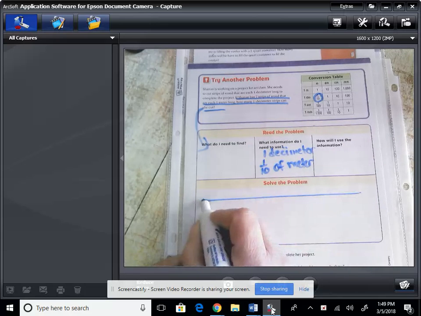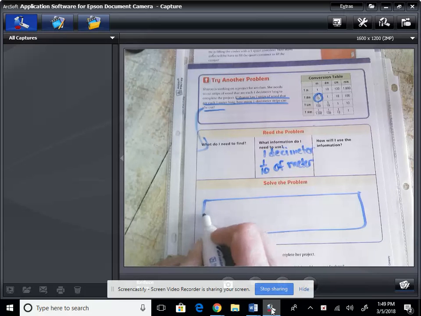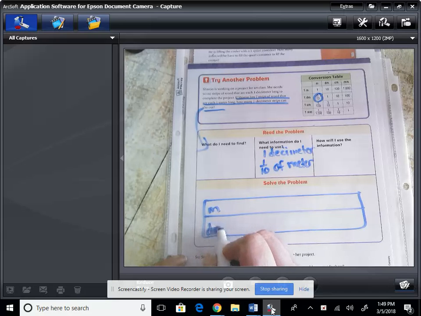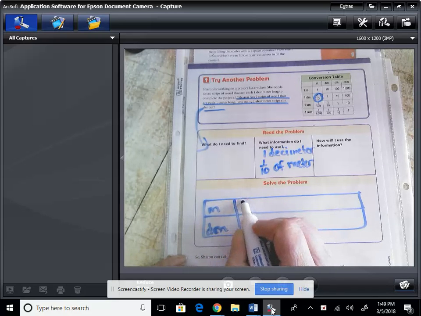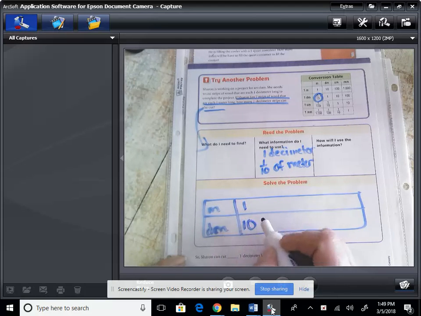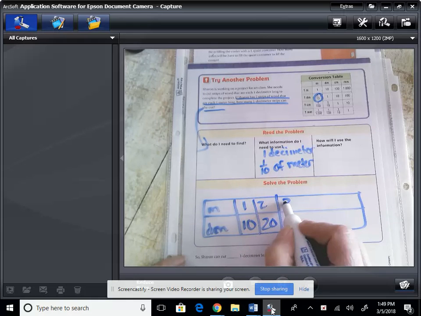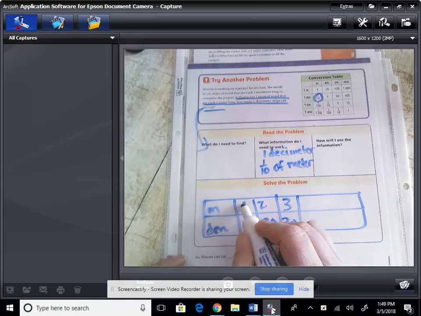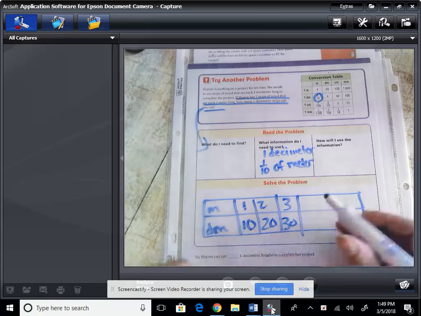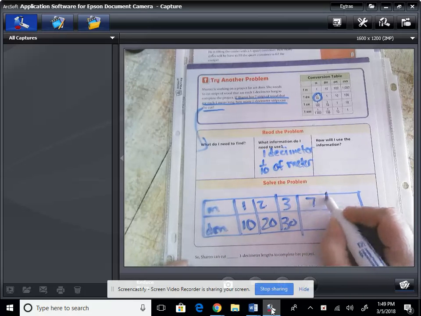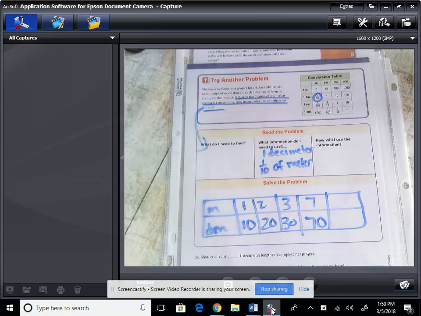So I'm going to draw one just like I did the last one. So I have a meter and I have a decameter. And for one of these, I have 10 of these. So for 2, it would be 20, and I'm starting to see a pattern. So I just take whatever my top number is times 10, and I have 7 of them. So I know 7 of them would be 70. So Sharon can cut 70 decameter lengths to complete her project.